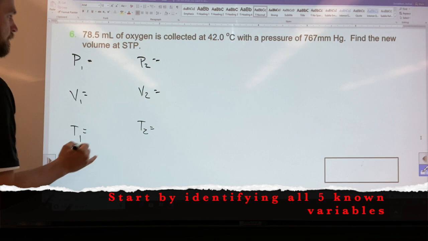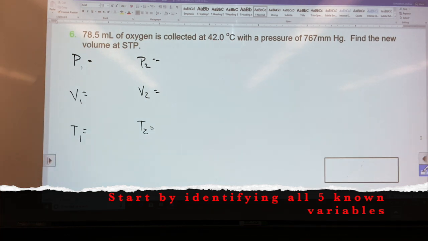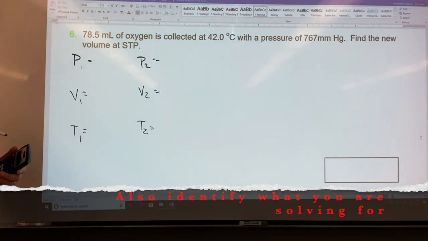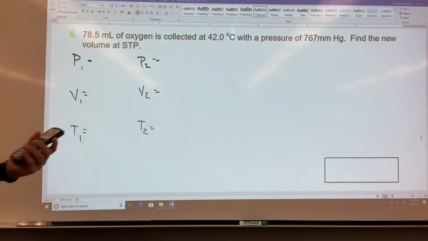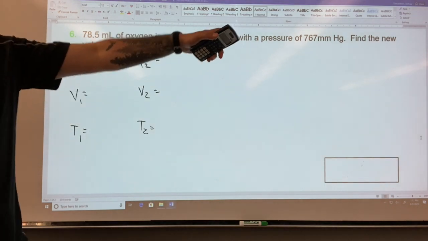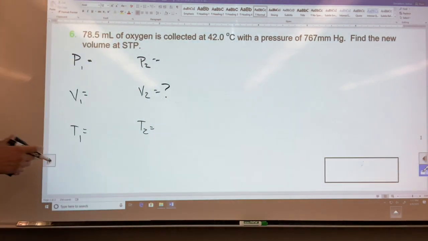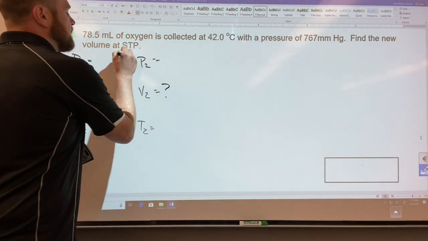Okay? The question says 78.5 milliliters of oxygen is collected at 42 degrees Celsius with a pressure of 767 millimeters of mercury. Find the new volume at STP. So the first place that I would start is, what is this question even asking us to solve for? Well, if we read the question, it says find the new volume. So the new volume is this guy right here, V2. Okay? And it also says find the new volume at STP.